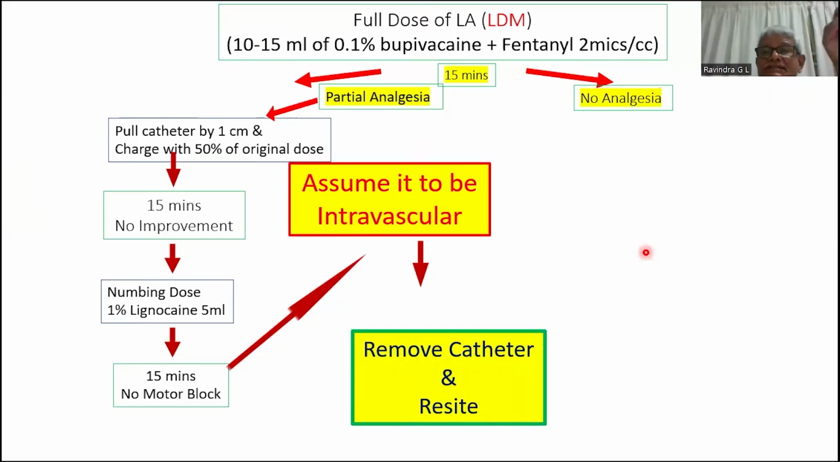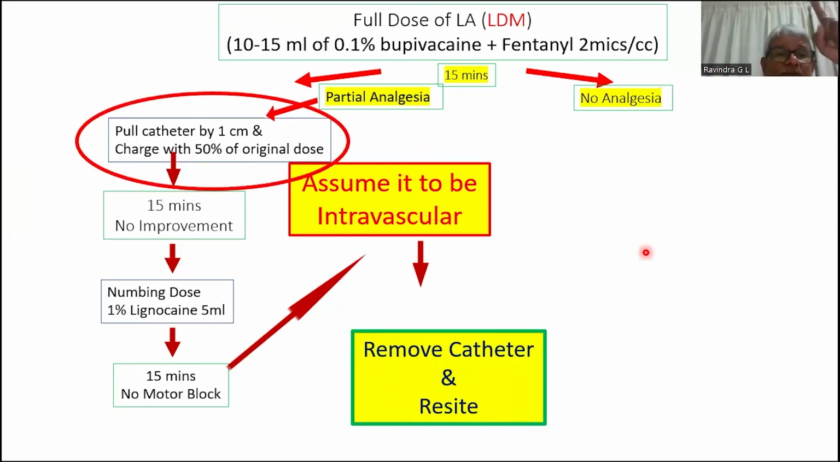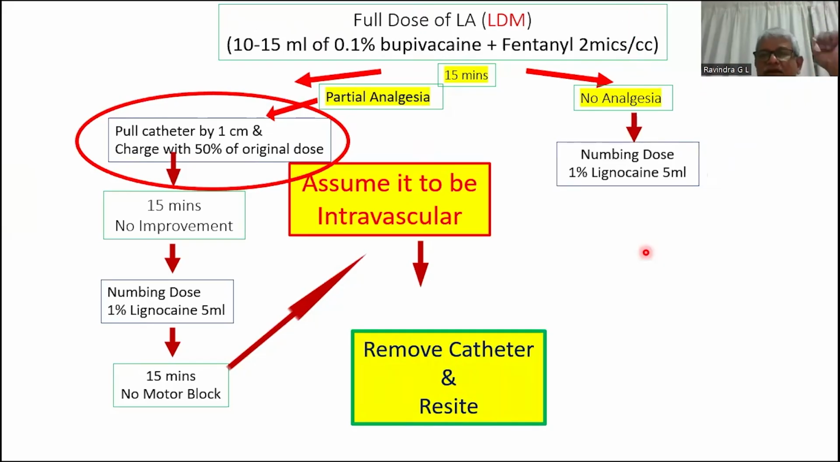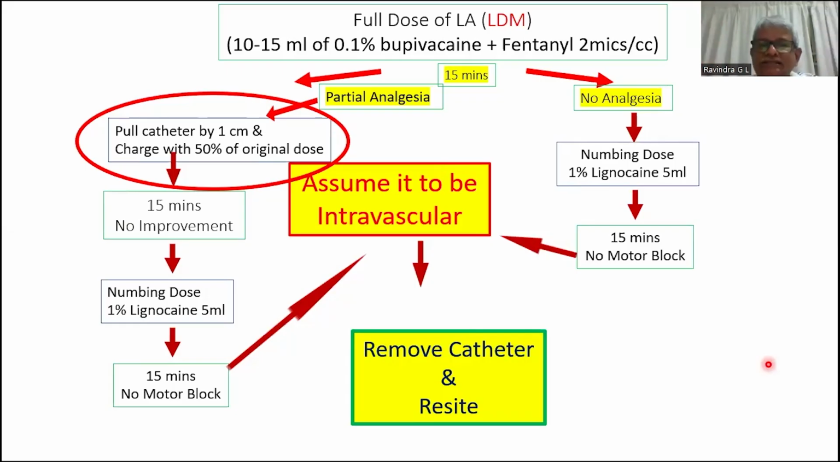Supposing there is no analgesia in 15 minutes, there is a great possibility of intravascular placement. Now, the one step of pulling the catheter by 1 centimeter and charging it is skipped, and we give a numbing dose straight away. If there is no motor block after 15 minutes, I assume it to be intravascular, remove the catheter and resite. I think I'm clear about whatever I'm talking about, so let us continue. This is the flow chart for partial analgesia and no analgesia whenever we face it, and this is what we follow.